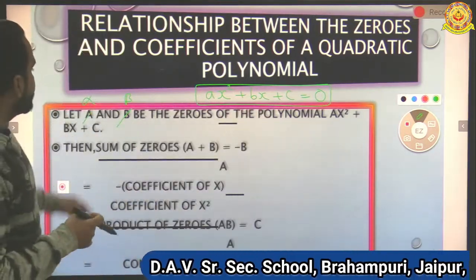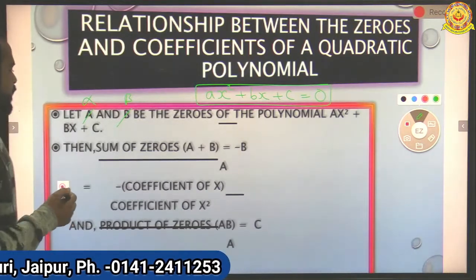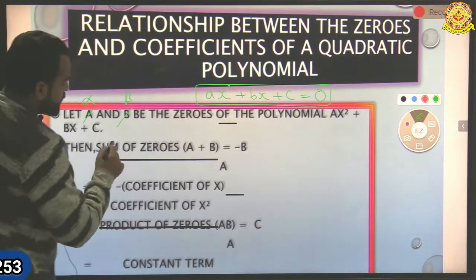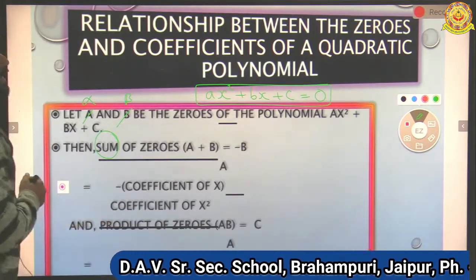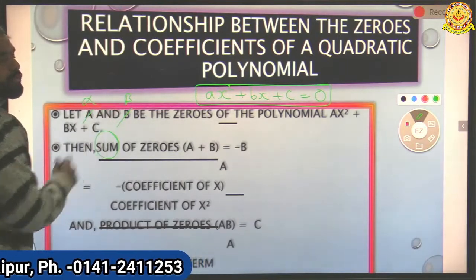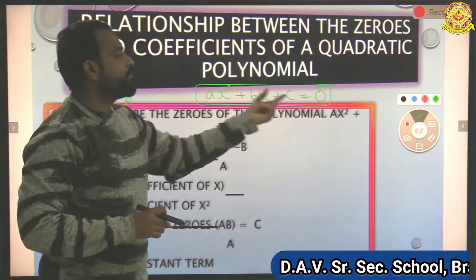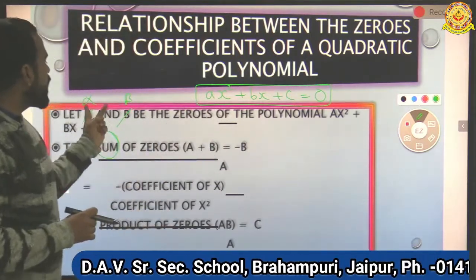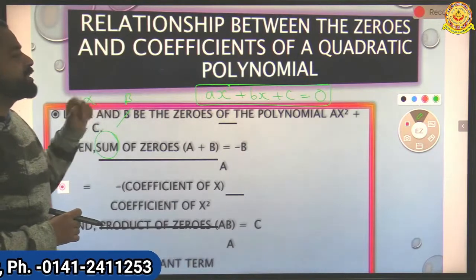So we can give it any other quotient, alpha and beta. Now when we are finding the sum of the zeros, that means we are finding alpha plus beta. These are the 2 zeros, because I told you that in a quadratic equation there will be 2 zeros. So these 2 zeros are in the form of alpha and beta. Alpha is the first zero and beta is the second zero.